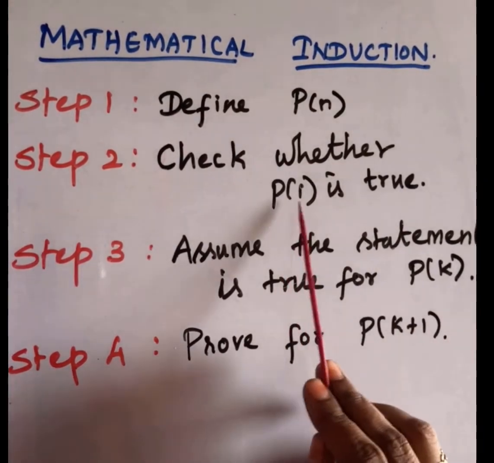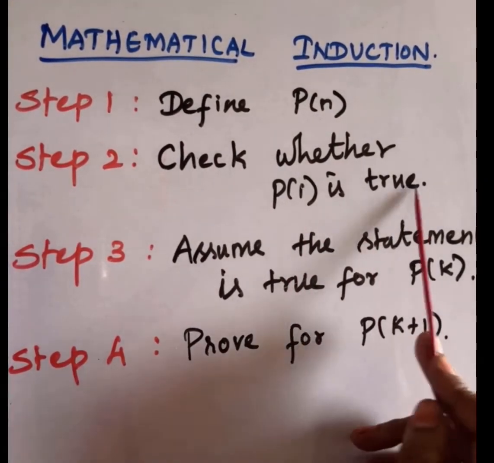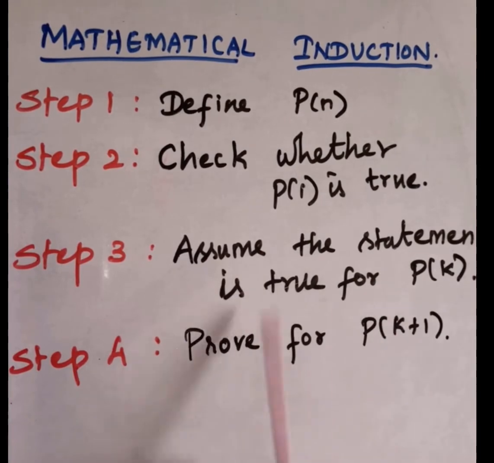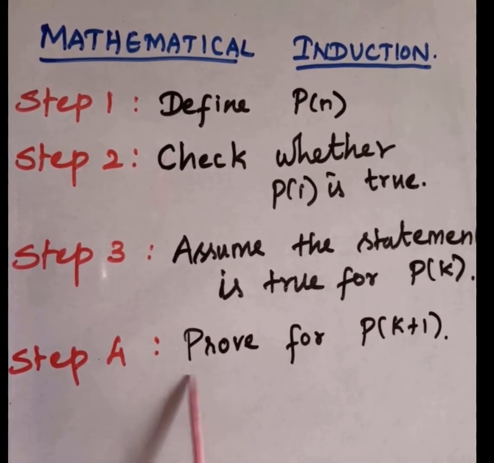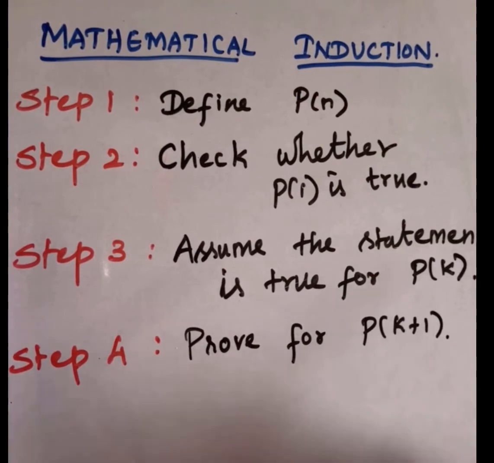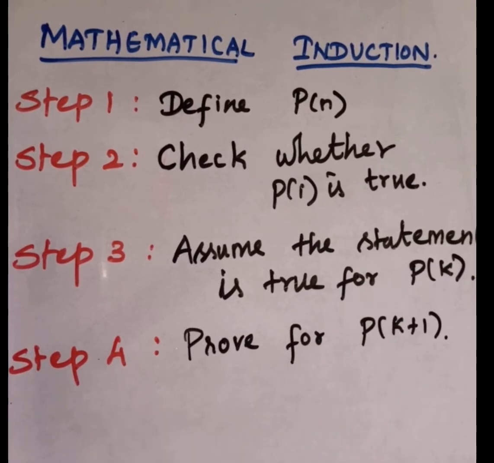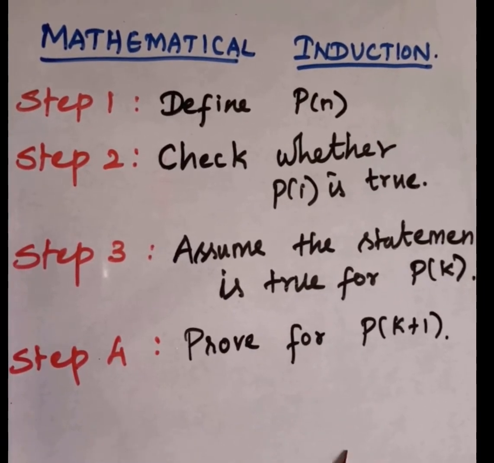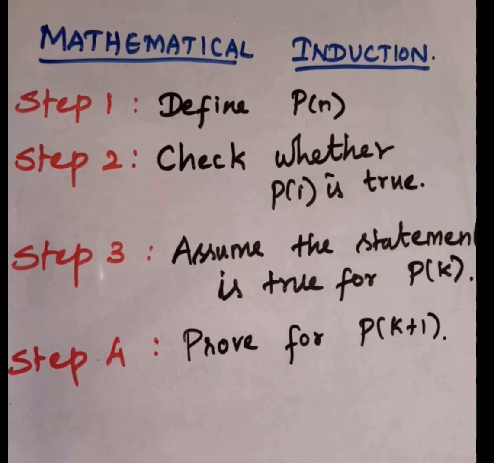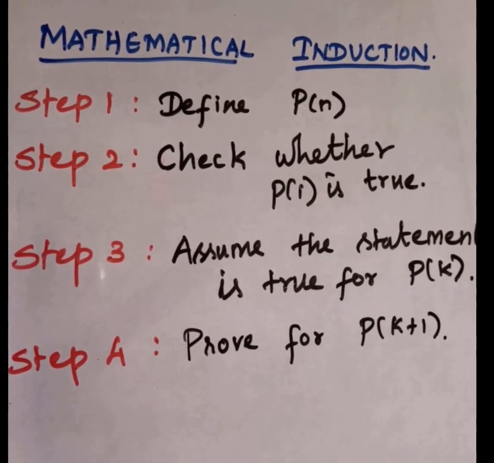For P of 1, we have proved it. Now you have to assume the statement is true for P of k. Now the last step: we have to prove it for P of k plus 1. With these two steps, we have to prove it for P of k plus 1. We will do one problem and you will get a clear idea about that.